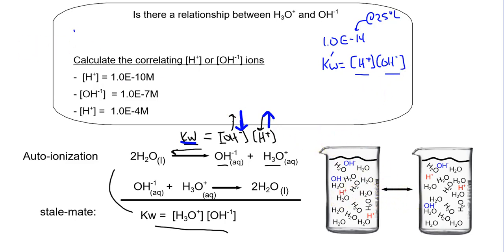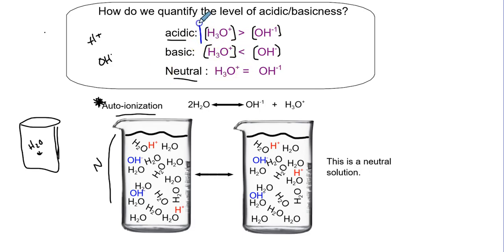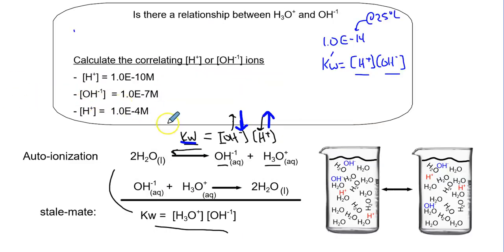In acid solutions, as we mentioned earlier, the H plus concentration is very high. In basic solutions, the hydroxide concentration is very high. And in neutral, they're about the same. All right, so calculate the correlating ion concentrations. We're going to use this expression, starting with the one up top. If my H plus ion concentration is 1.0 e to the negative 10th, what's the correlating hydroxide concentration? Pretty easy: I divide Kw by the concentration of H plus ions, and that gives me the concentration of hydroxides.